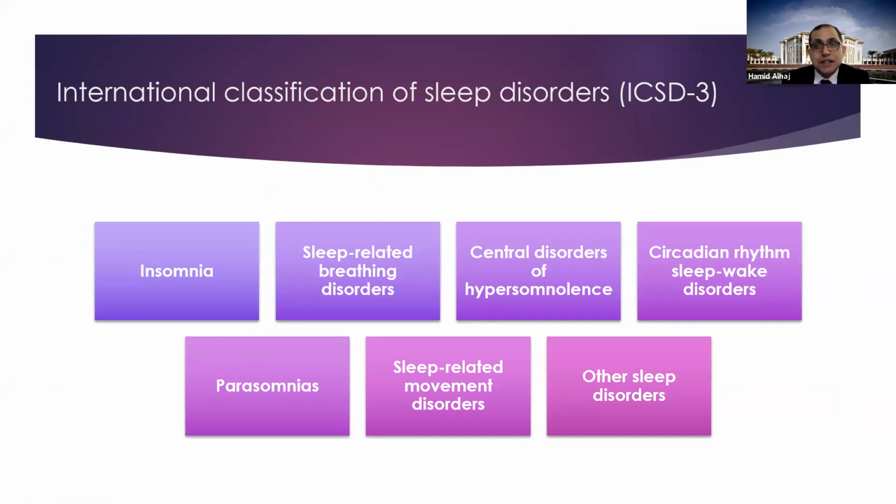So sleep can be disturbed in many ways, and I don't think we will have time to discuss this today. Otherwise, we'll have to stay until tomorrow, and you will be completely sleep deprived. So we will focus on the common issues, and keep other things maybe for the future if we have the opportunity. The categories are insomnia, which is very common, sleep-related breathing problems, central disorders of hypersomnolence, circadian rhythm sleep-wake disorders, parasomnias, sleep-related movement disorders, and other types of sleep disorders. Today we're going to focus only on insomnia, but we'll mention in passing some other disorders.